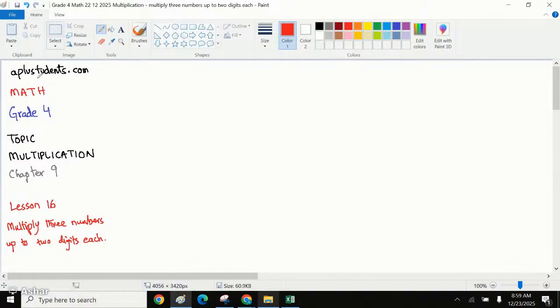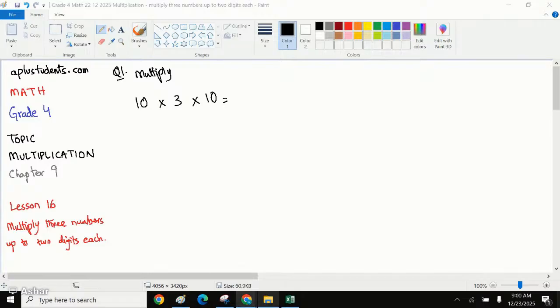So I hope you have logged into the website. Math, grade 4. The topic is multiplication, chapter number 9, lesson number 16. And the name of the lesson is multiply 3 numbers up to 2 digits each. So let's look at the first option. The first question says multiply 10 multiplied by 3 multiplied by 10. What you need to remember in multiplication is the order does not matter.